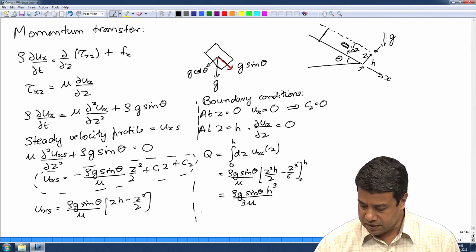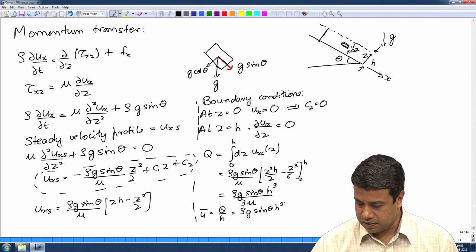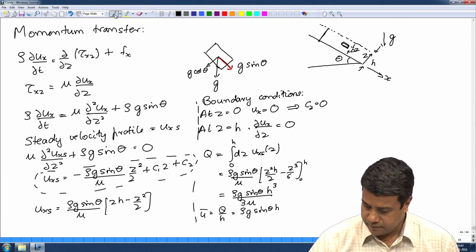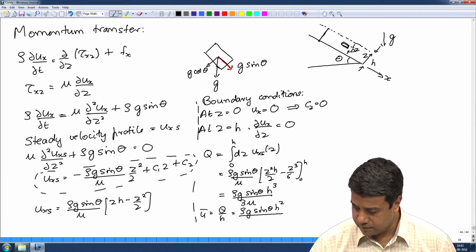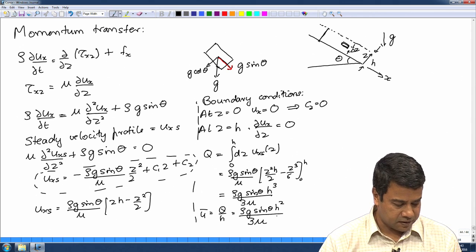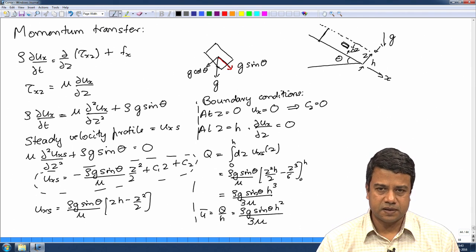And the average velocity is just the ratio Q by h, which is equal to rho g sin theta h cubed by 3 mu h square. So, that is the average velocity. And from this you can get dimensionless numbers.